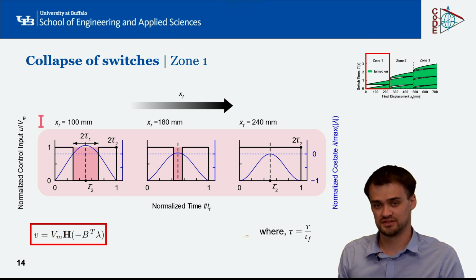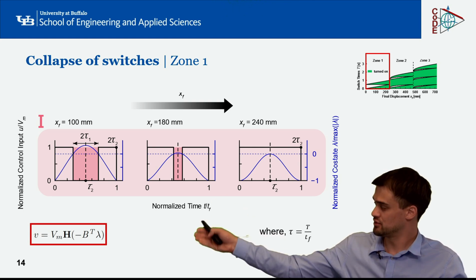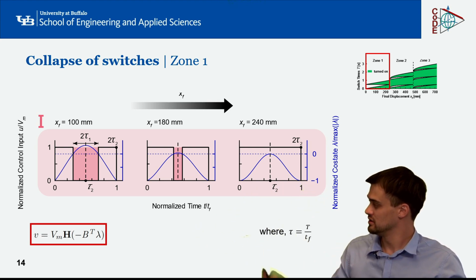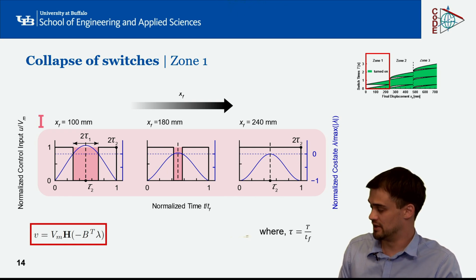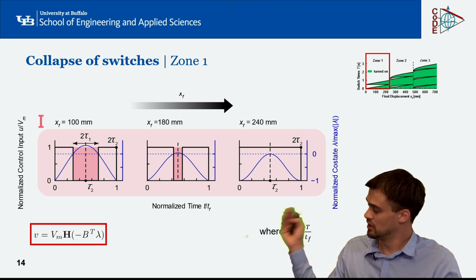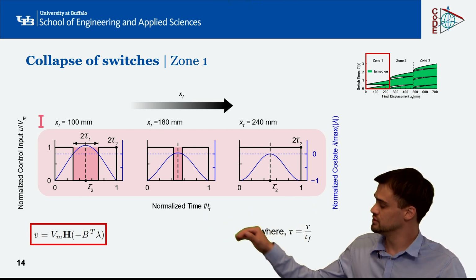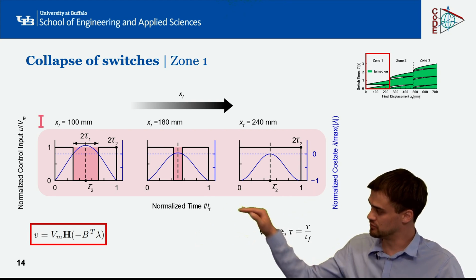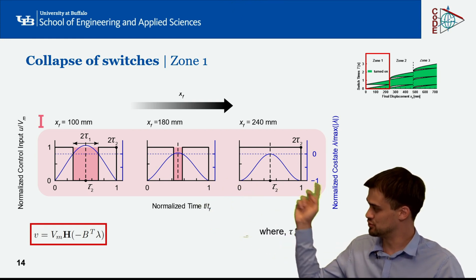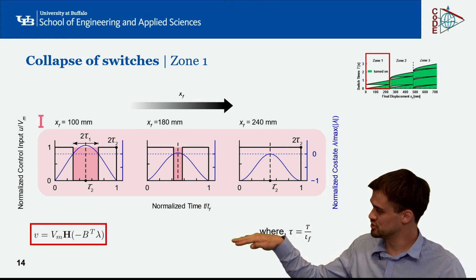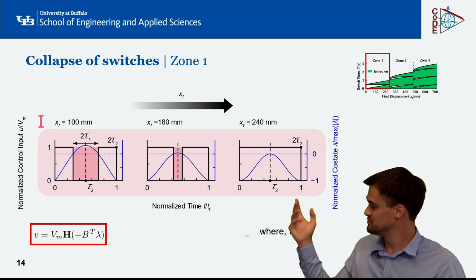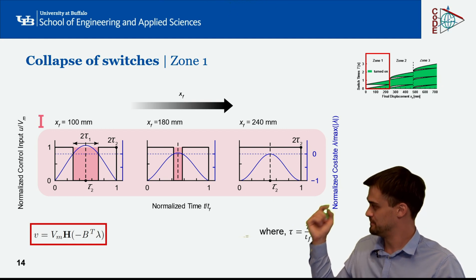If I'm picking now, for instance, final distances xf as 100, 180, and 240 millimeters, we can see the following evolution of the switching profile. This obviously depends, because of my equation down here, on the co-state. If you focus your view on the peak of the co-state, so the peak of the blue line, you can see that as I'm increasing my final position, meaning 100, 180, and 240, I can see how the peak gets pushed down until it hits tangentially at 240 millimeters the zero line. And this means that my switching profile collapses.